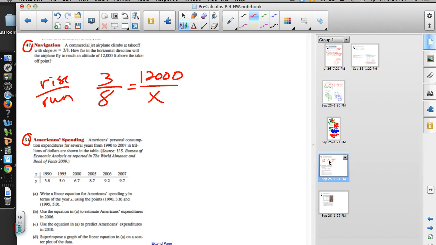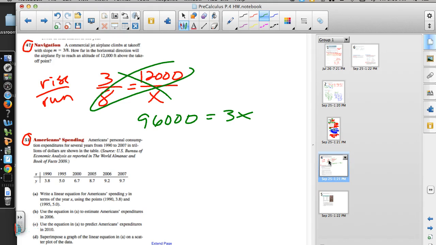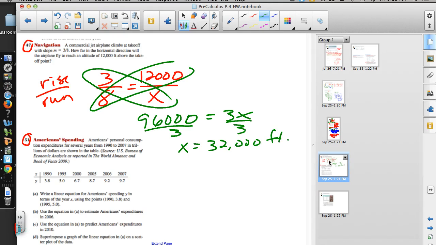So this is just a proportion. All we have to do is solve the proportion. So we'll cross multiply by taking 8 times 12,000. And that's going to be 96,000 equals 3x by cross multiplying. Divide by 3. And x equals 32,000. And this was in feet for number 47.